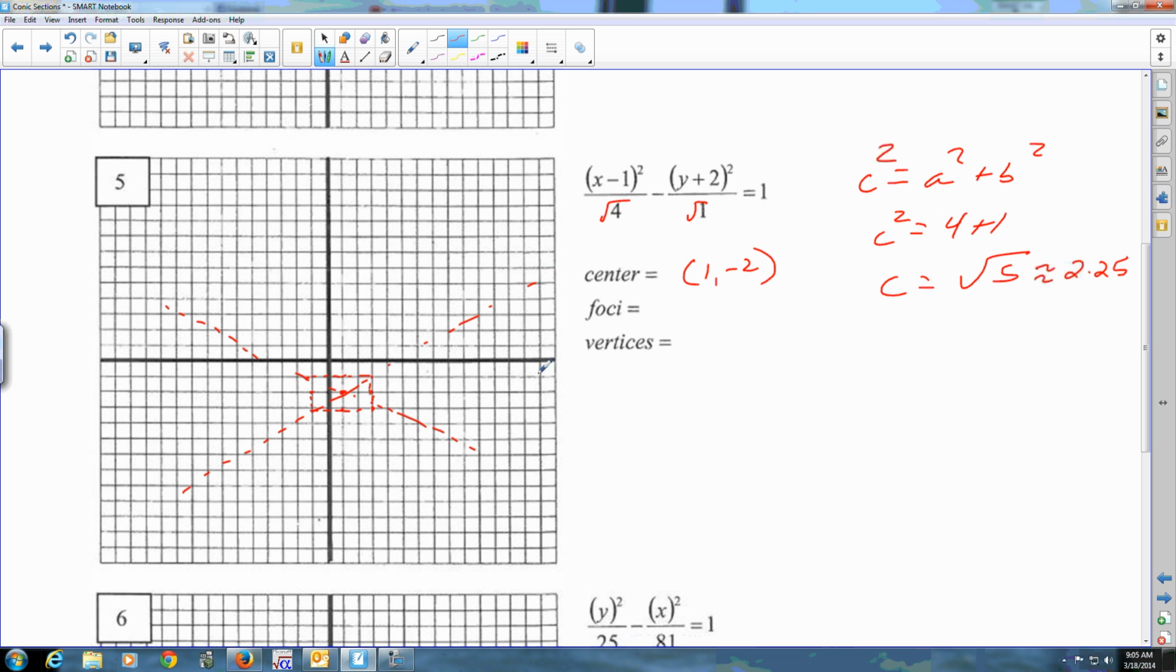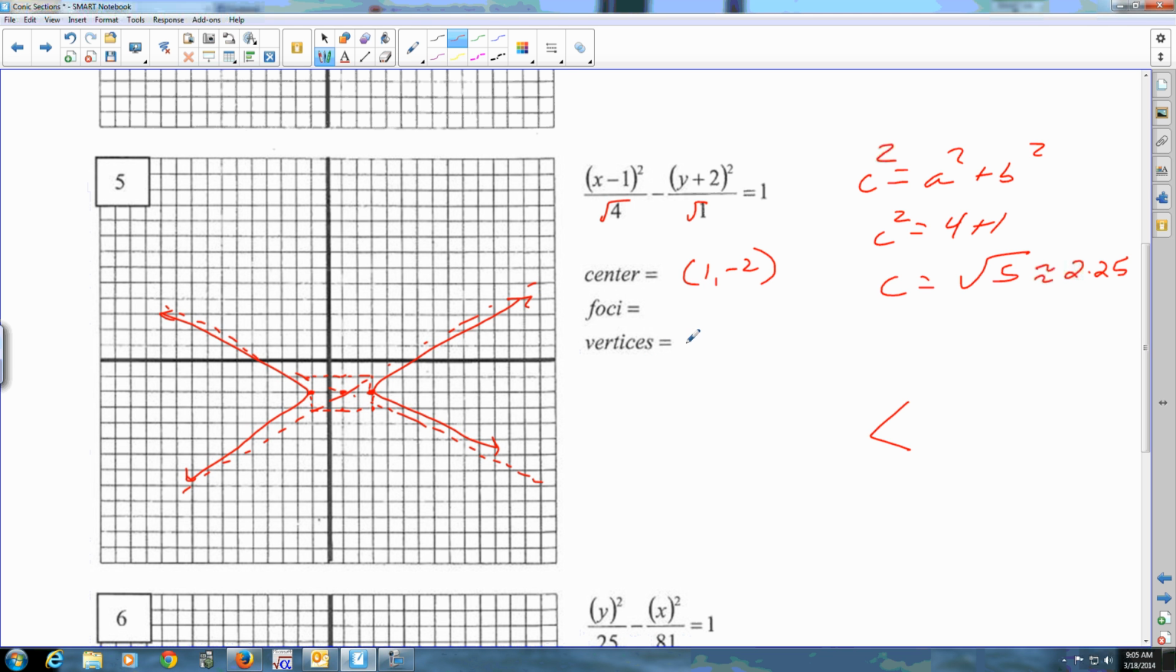Now, which way is it opening? It's opening in the x direction because the x comes first. So that makes this point and this point your vertices. There's one piece, here's the other. It goes through the vertex and heads back out. Try not to draw it like a V, try to make a curve. I got a little pointy there, but it's okay. I'll blame it on the pen.